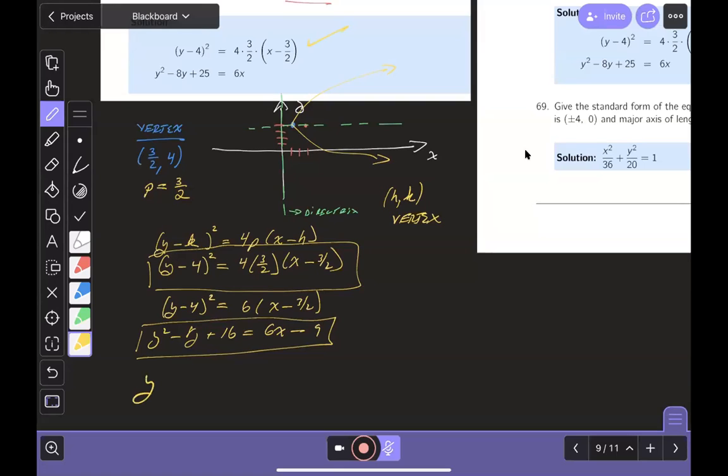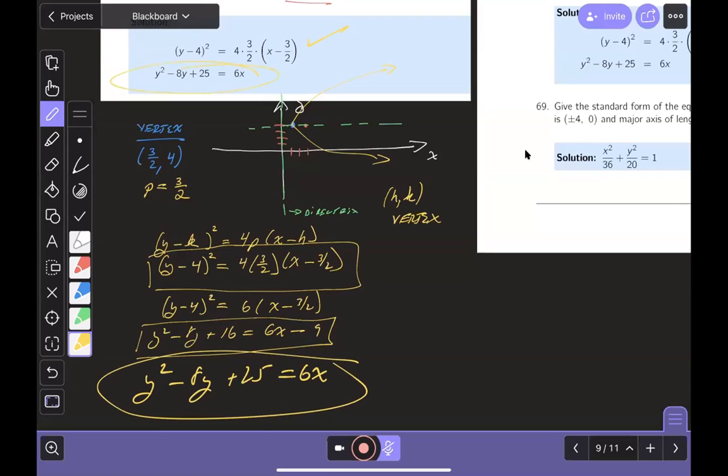They rewrote it a little different than I did. Y squared minus 8y. They added 9 to both sides, would be 25 is equal to 6x. That's the answer they have written down. All right. So it says, what's the best answer? Well, the correct answer. I mean, there's many correct answers. This is correct. This is correct. This is correct. You could rewrite this differently too. It's still going to be correct, provided you're doing correct things.